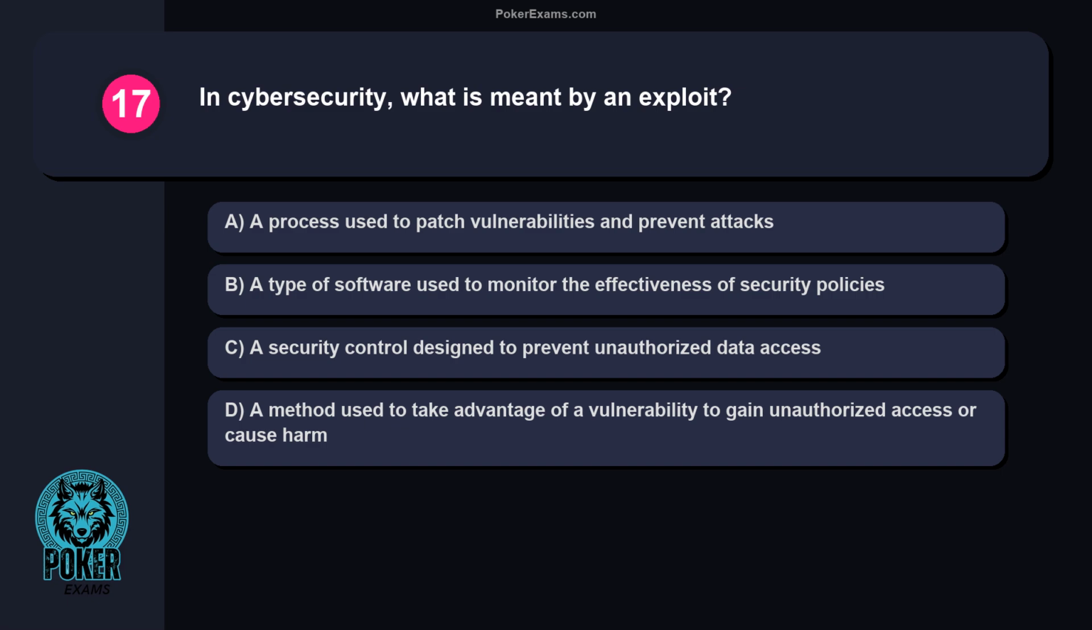Question 17. In cybersecurity, what is meant by an exploit? A process used to patch vulnerabilities and prevent attacks. A type of software used to monitor the effectiveness of security policies. A security control designed to prevent unauthorized data access. A method used to take advantage of a vulnerability to gain unauthorized access or cause harm.